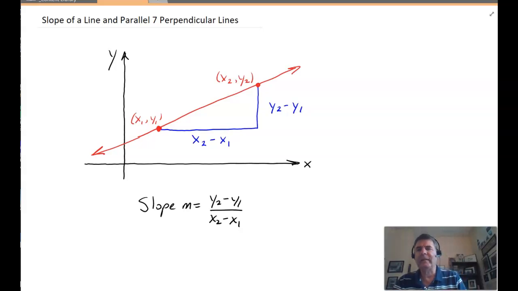Slope is a really important concept in mathematics and one you're going to be dealing with all the way through calculus. So what is it? Well, it's just a measure of how steep a line is, either rising or falling. And how do we calculate it?